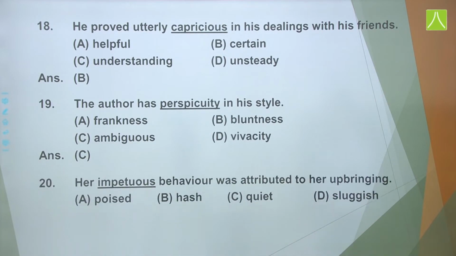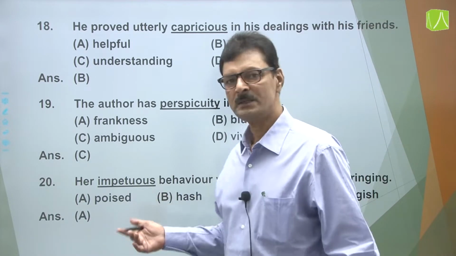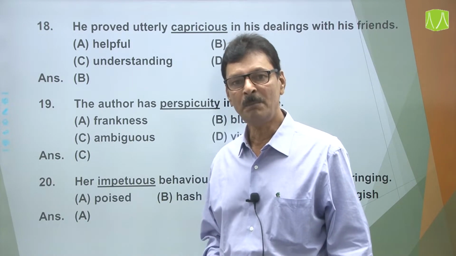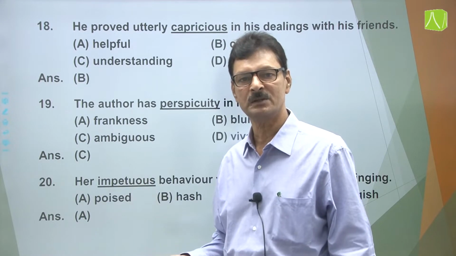और एक शब्द ले लेते हैं. Her impetuous behavior was attributed to her upbringing. What is the meaning of impetuous? Poised is cool, calm, modest. Poised means cool, calm, modest, humble are the synonyms of this word poised. Impetuous इसका opposite होता है.